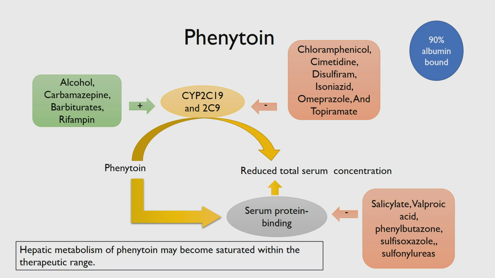Another interesting characteristic of phenytoin is that the hepatic metabolism of phenytoin becomes saturated within the therapeutic range. So what happens here is, in the therapeutic range itself, if saturation occurs with respect to the hepatic metabolism, there is a non-linear relationship between the dose and the blood levels. So this makes a strong case for the therapeutic drug monitoring of phenytoin in patients who have saturated hepatic metabolism.